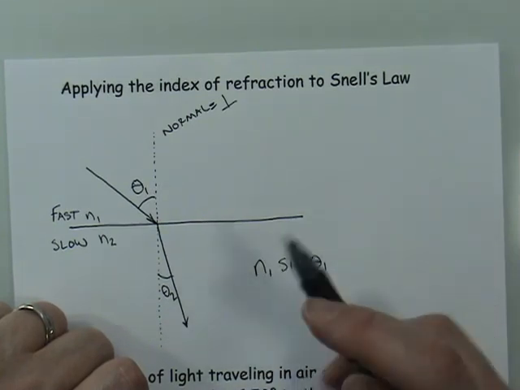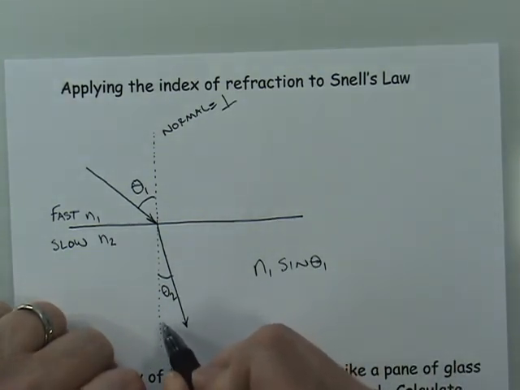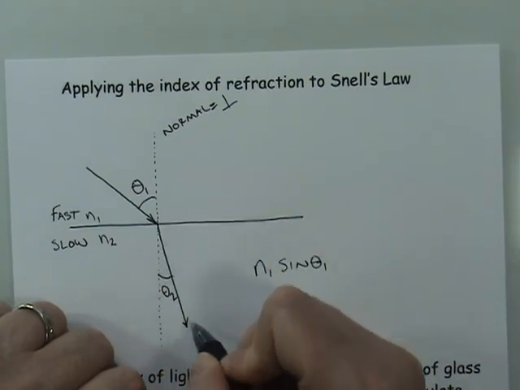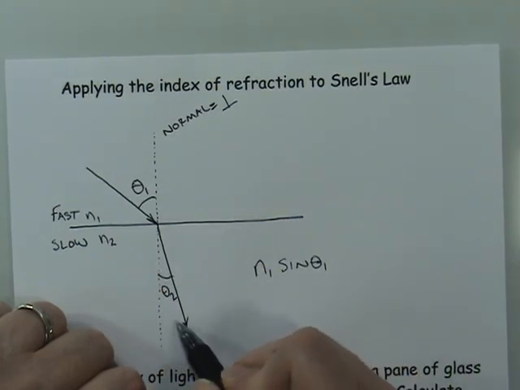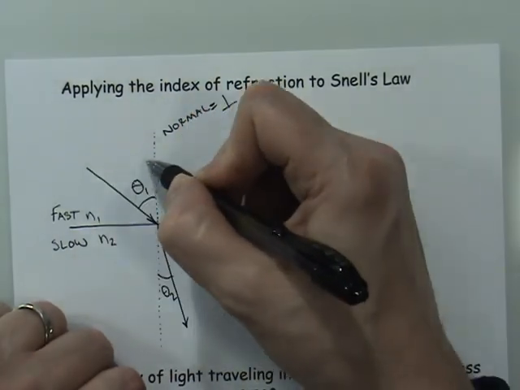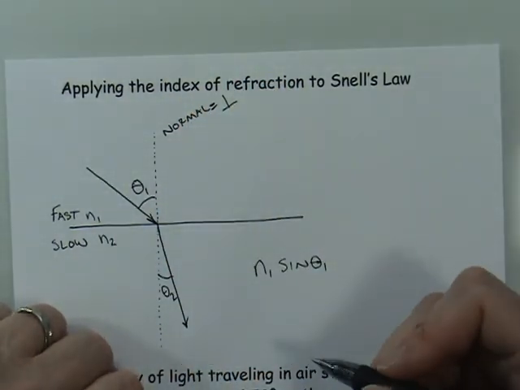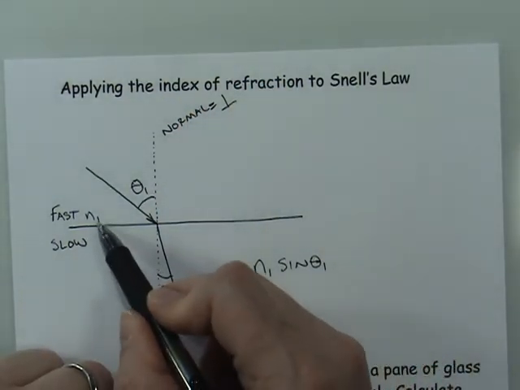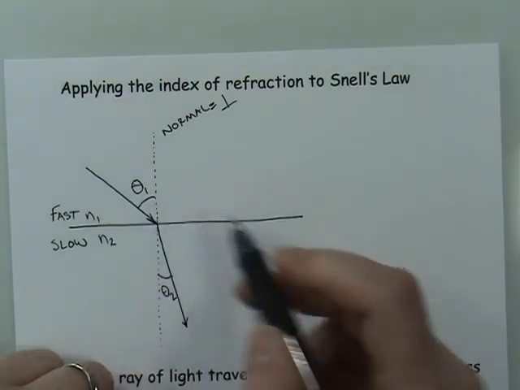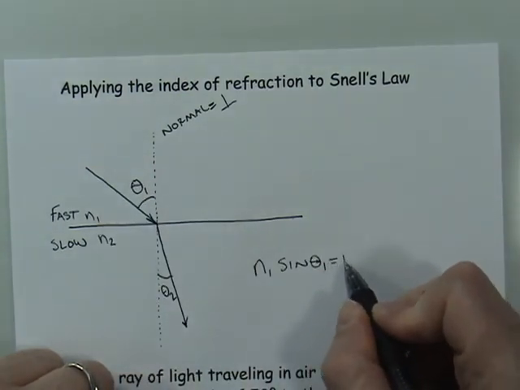So the sine of the angle would be looking at this opposite side. Imagine we made this into a little triangle. The sine of the angle would allow me to compare this length to this length, and you can see they are dramatically changing. So if I take the product of the index of refraction and the sine of the angle, that must stay constant all the time.